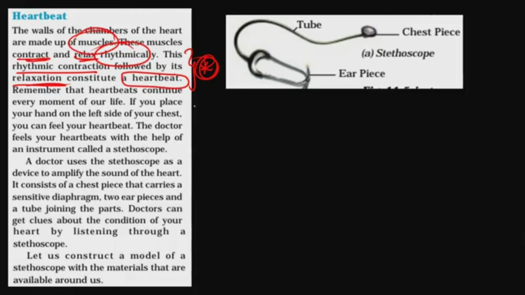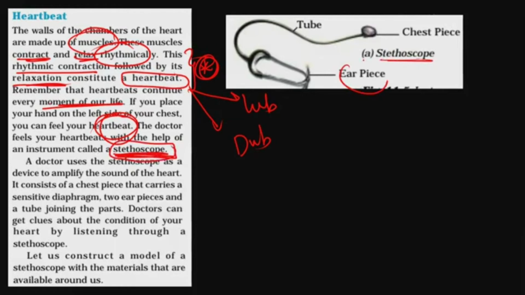Now, a heartbeat produces two sounds, lub and dub. Now, heartbeats continue every moment of our life. And if you place your hand on the left side, you can feel your heartbeat. Now, doctors will feel this heartbeat with the help of an instrument known as a stethoscope. You may be seeing this is a stethoscope. So it contains an earpiece and a chest piece, and something that connects both of them is your tube. So stethoscope amplifies. This is a very, very important word.